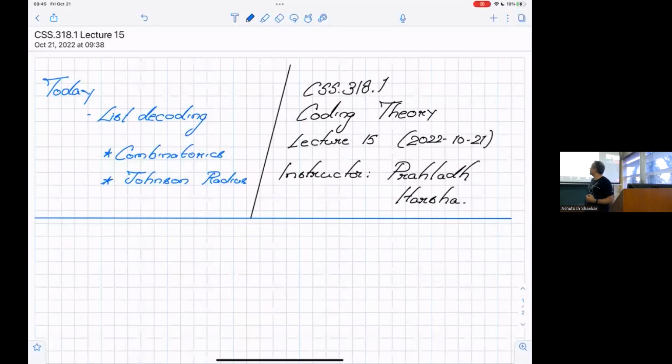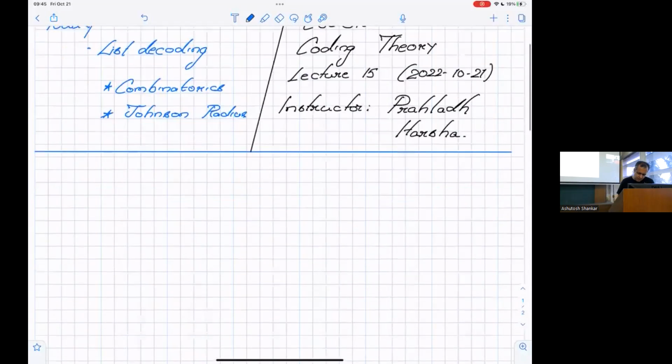Okay. Lecture 15, we start a new topic on list decoding. To motivate list decoding, let's see where we are currently with respect to rate versus errors that can be handled.